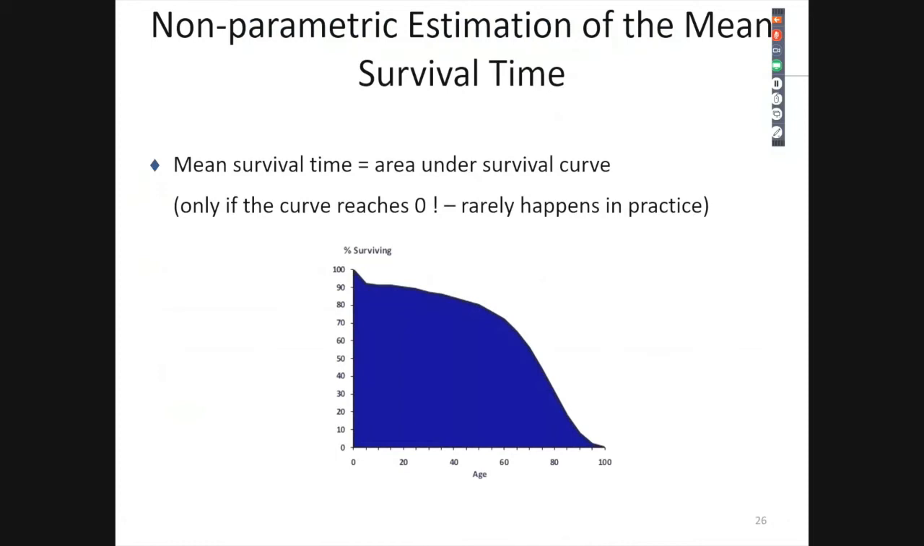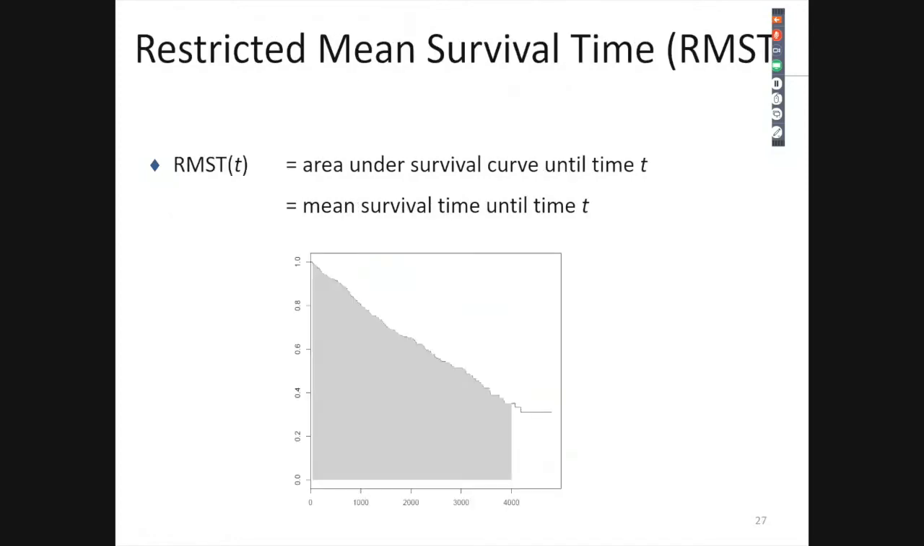Now, it is possible to estimate mean survival time non-parametrically by taking the area under the survival curve, but this works only if the curve reaches zero. So if it drops to zero, and this is not always, or actually rarely, the case in practice. So instead of looking at the unconditional mean survival time, the restricted mean survival time has been proposed.